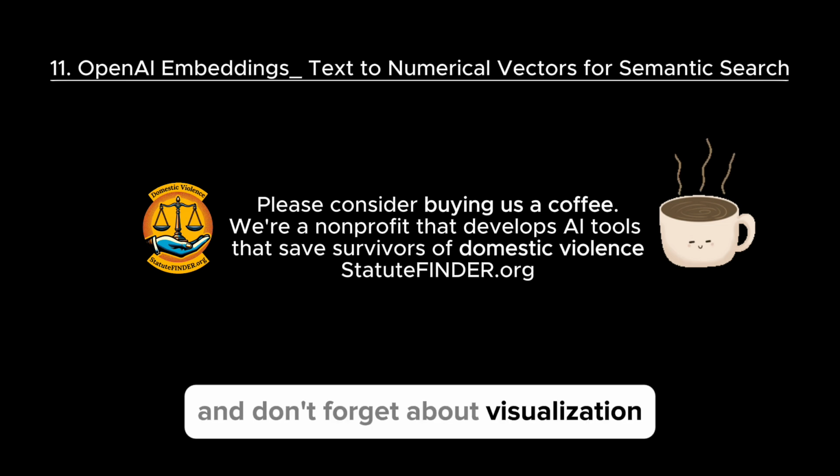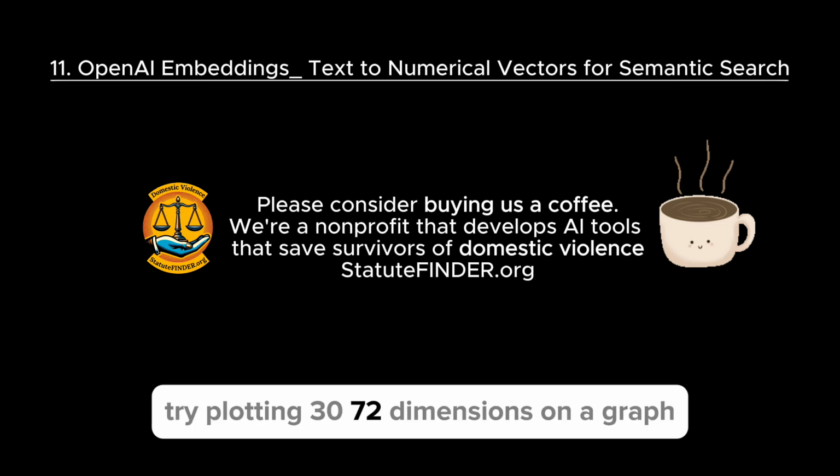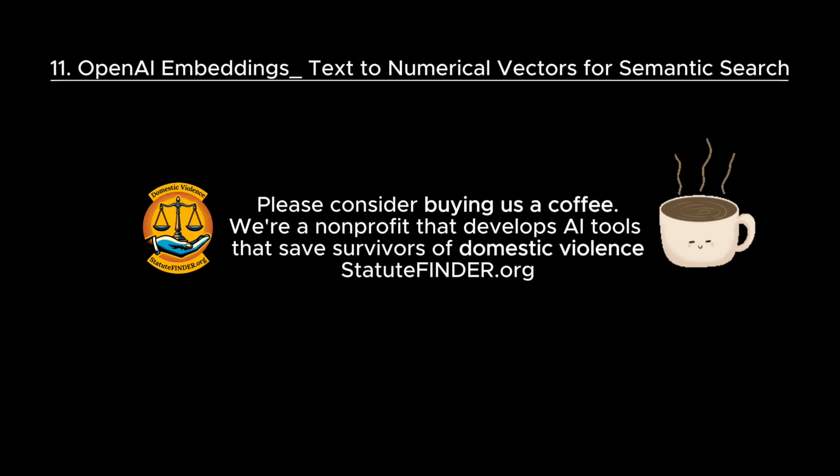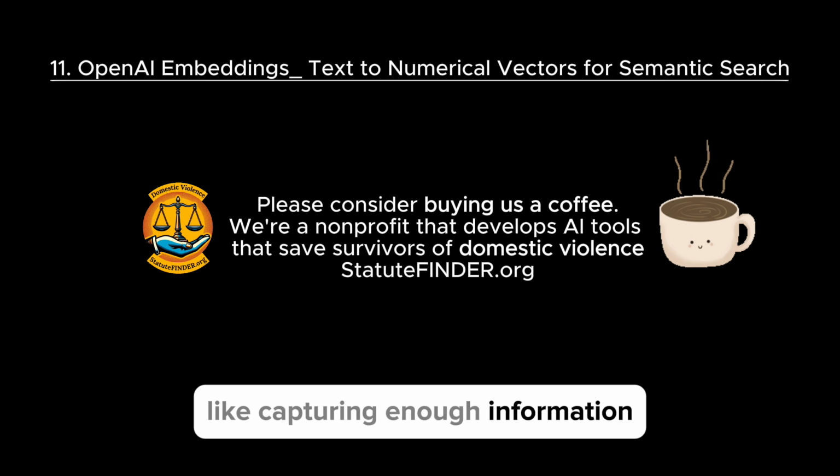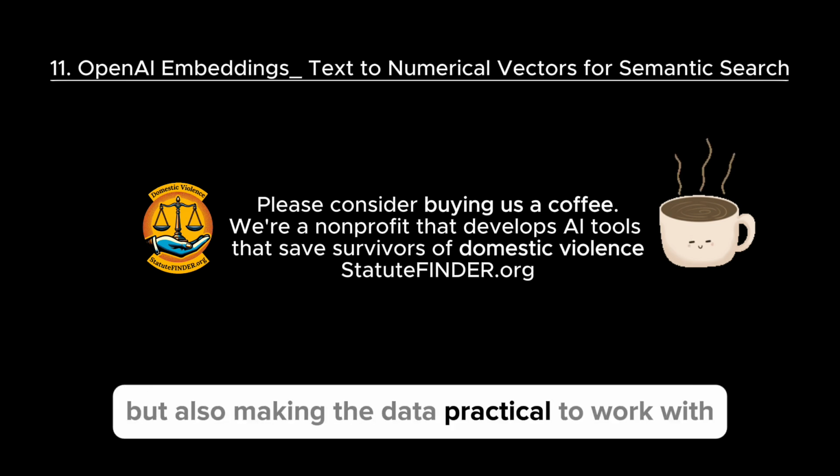And don't forget about visualization. Try plotting 3072 dimensions on a graph. It's a nightmare. Reducing those dimensions can make things much easier to actually see and understand. So it's all about balancing, like capturing enough information, but also making the data practical to work with.